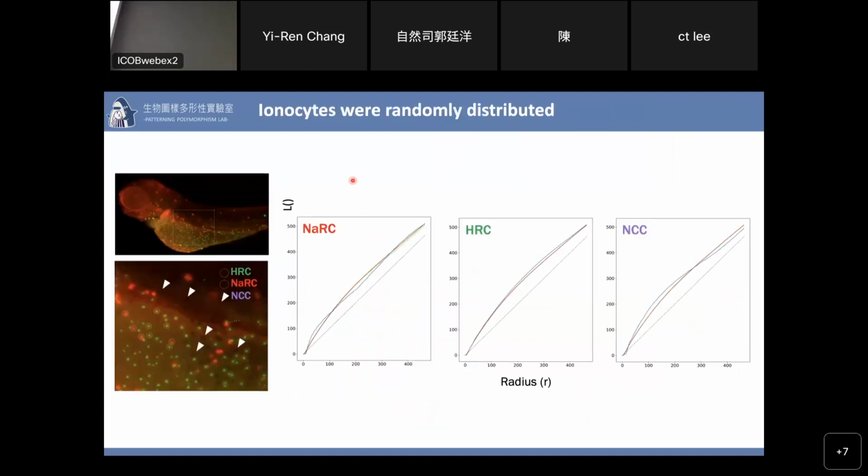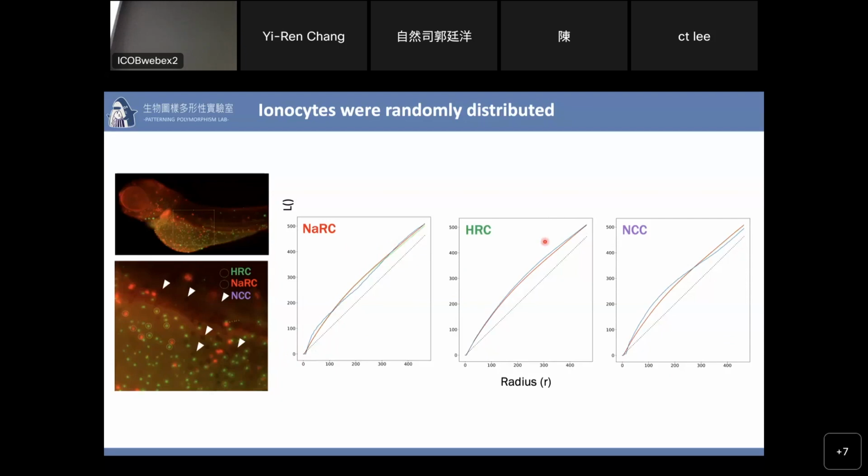So then how about the ionocytes? We did the same thing for the three types of ionocyte we have, and found that the ionocytes are kind of clustered on the whole skin. But if you look at these three in particular, because they have to be adapted to the total population, if the lines overlap, it means they are random. So roughly these three types are random within the ionocyte space.